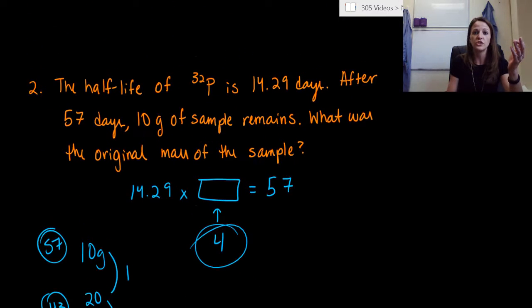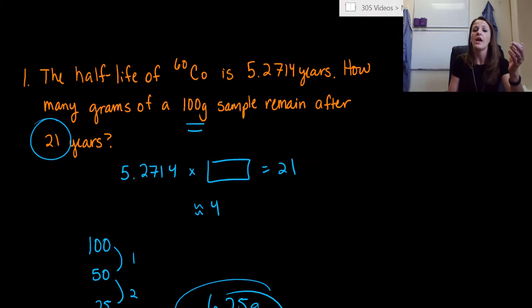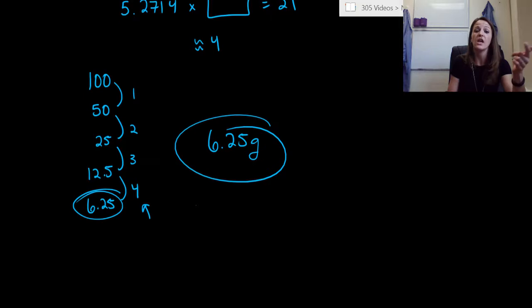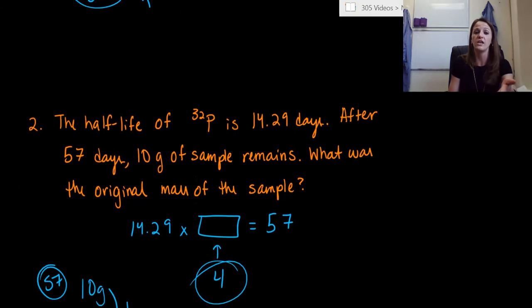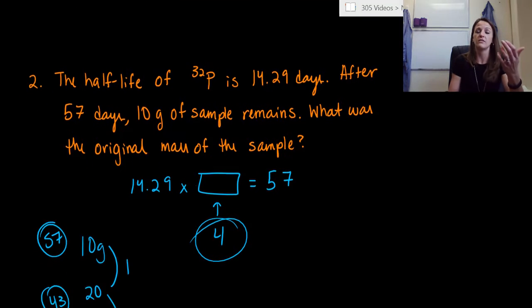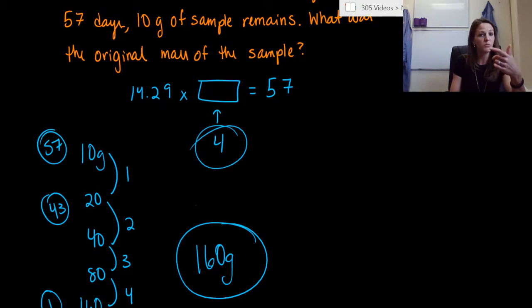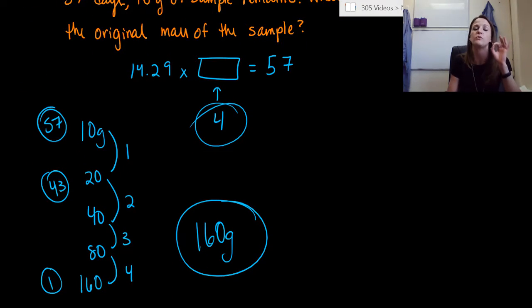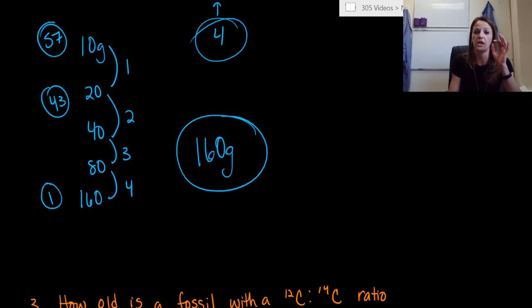So for the first question that we had here, it told us that we have 100 grams of sample at the very beginning, and we're trying to figure out how much we have at the end. But for this question, we're saying we have 10 grams of sample at the end. How much do we have at the beginning? So the context of the question actually tells you, are you multiplying or dividing by 2? You have to be able to figure that out just by looking at a question.